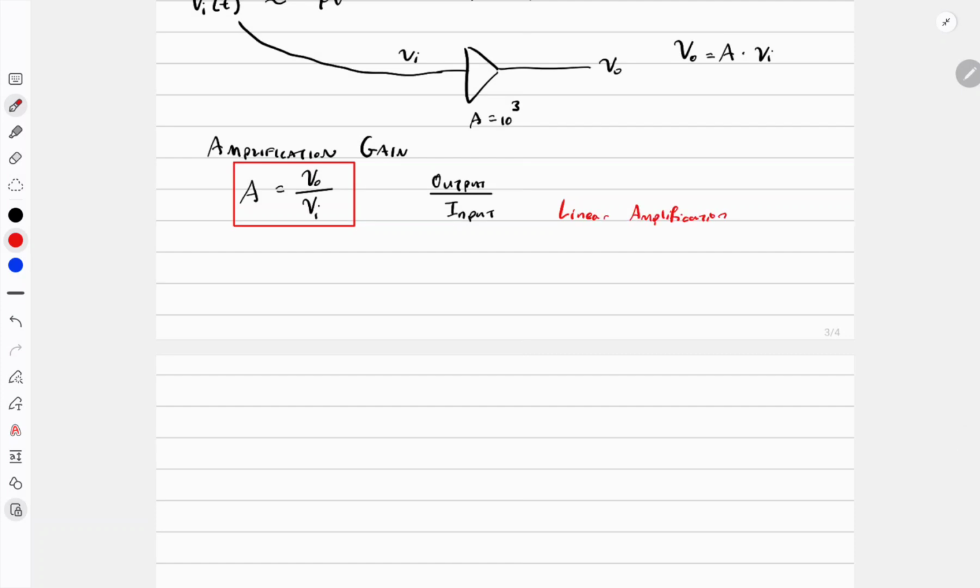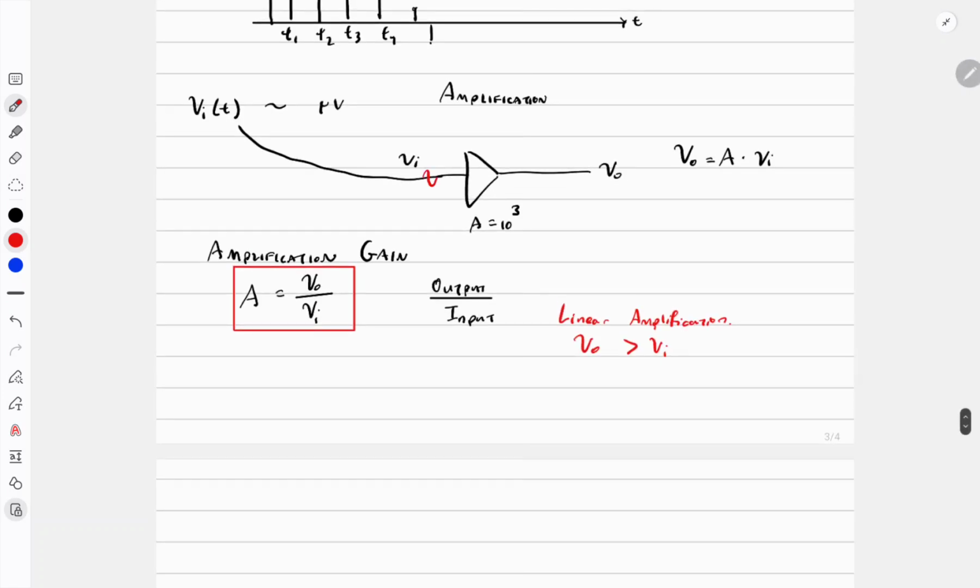In linear amplification, we simply form our V out as a bigger version of the V in. The waveform is initially very small, but then we amplify it and it's much bigger, wiggling, but the shape remains the same in linear amplification. But unfortunately, that's only the ideal situation.